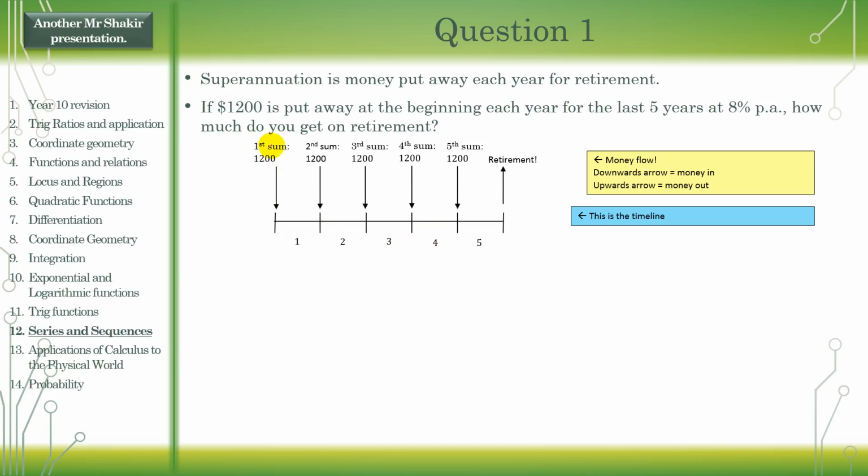Anyway, so first sum of money we put in $1,200, right? Now this represents a timeline. I'm going to take the money out after 5 years. This is the first year, that is the second year, this is the third year, and so on.